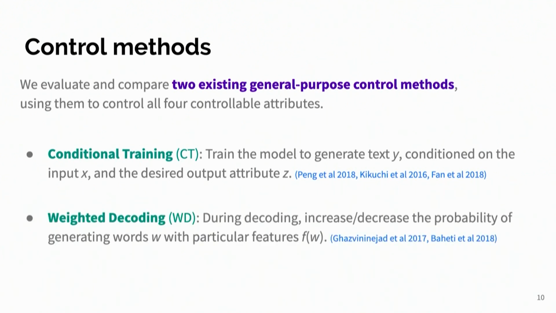And then our second method is weighted decoding. This is more of a late intervention. So the idea is during decoding, that is when you're actually generating the text word by word at the end, you want to increase or decrease the probability of generating words with particular features. So let's say you want to say something that's more generic or more specific, then you might give up weights or down weights to certain words because they are more rare or more frequent, or whatever it is you want. So those are the 2 methods we use.